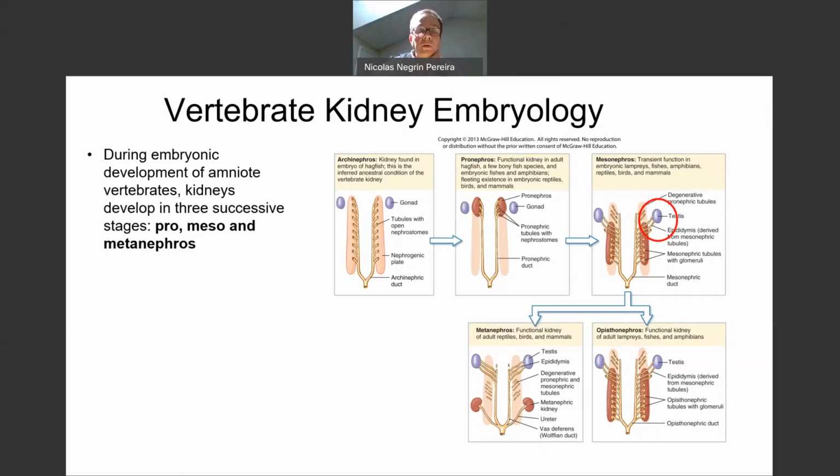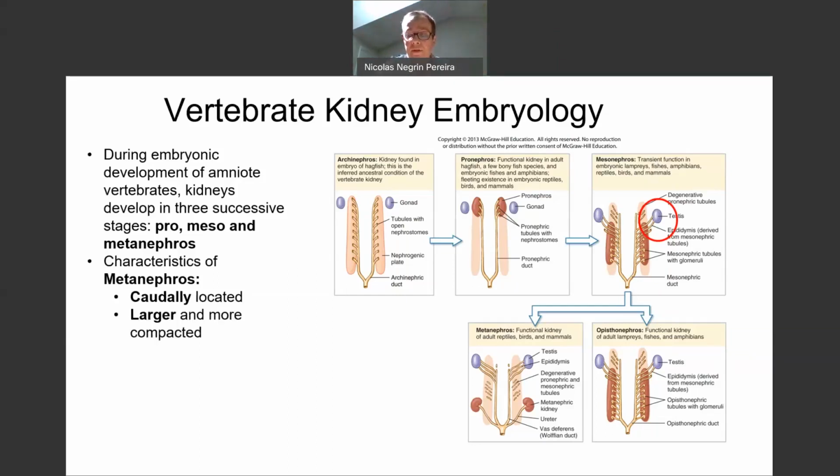So during the embryo development of amniote vertebrates, the kidney will go through successive stages of pronephros, mesonephros, and metanephros. The characteristic of the metanephros in vertebrates is that it is caudally located and much larger and more compact than the mesonephros and pronephros. And it is characterized by presenting a very large number of nephric tubules.